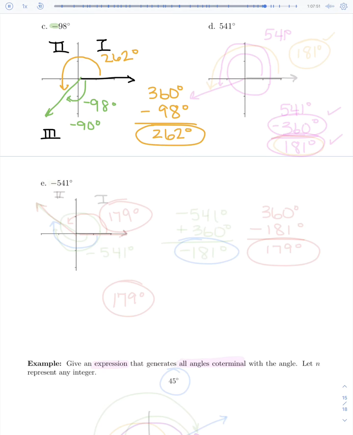Okay. Let's take a look at a couple more. Let's take a look at problem D. In problem D, we'll start the same idea. We'll start on the x-axis. We've got an angle of 541.